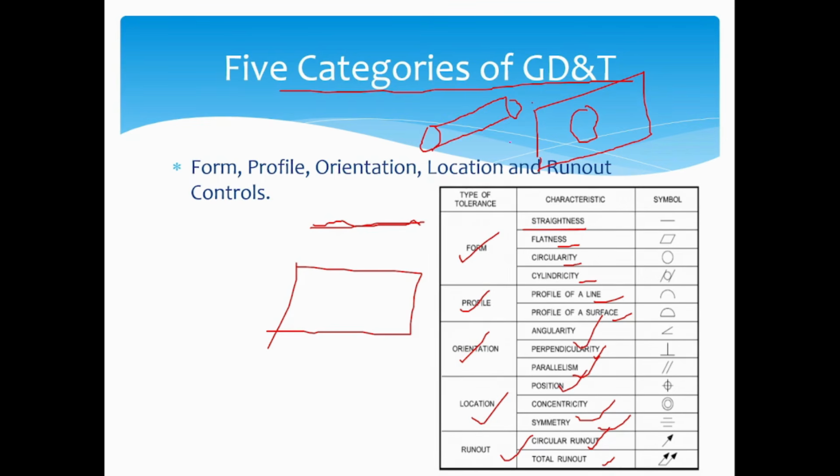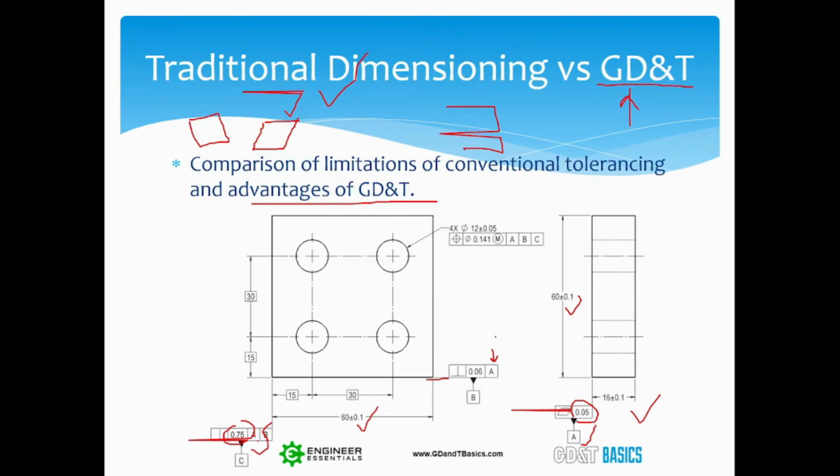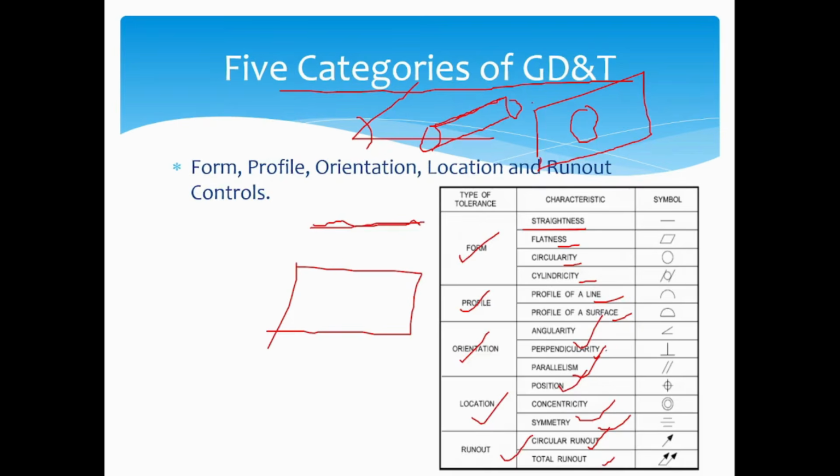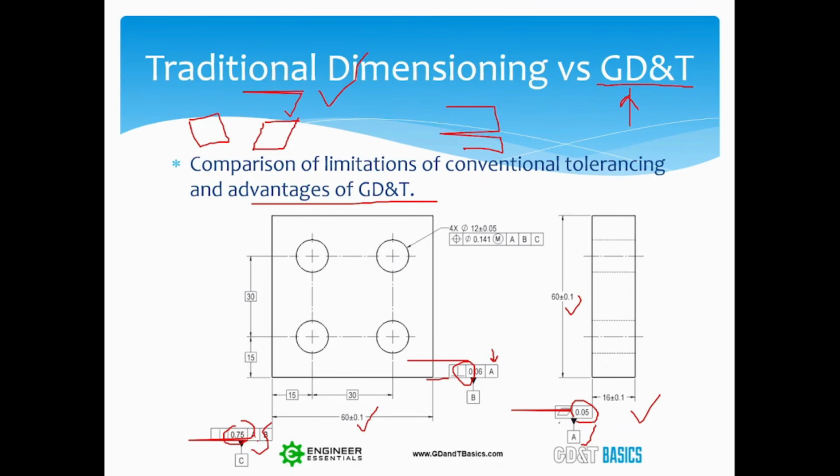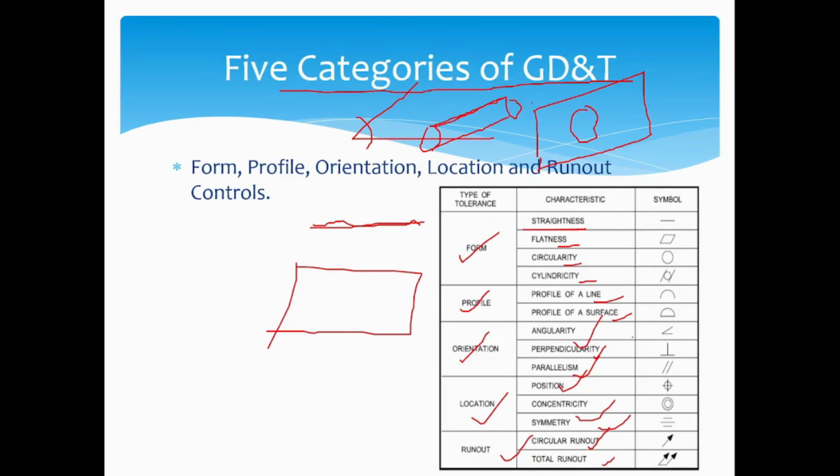Profile, again, the profile of a line to a profile of a surface. Orientation, angularity: these two should maintain the angle of 30 degrees, and these should maintain the angle of 30 degrees. Perpendicularity, again, as I've just shown here, so these two faces should be perpendicular to each other. These two faces should be parallel to each other, right?